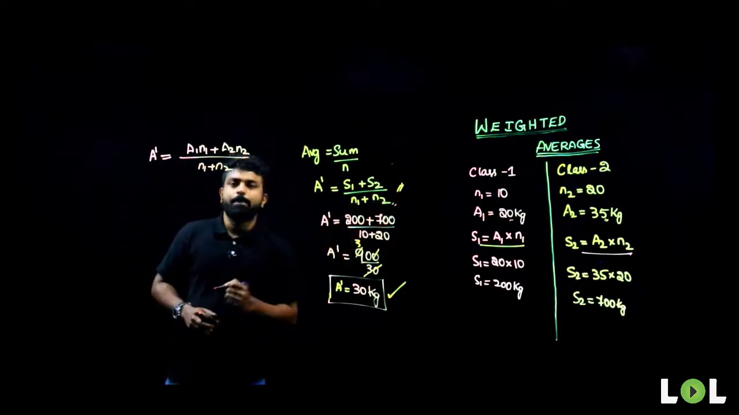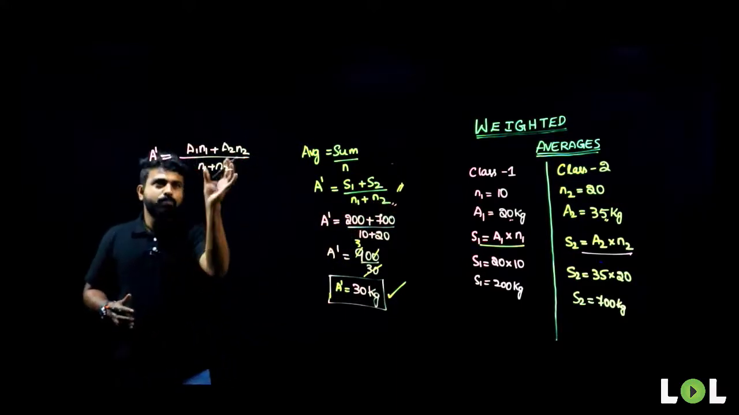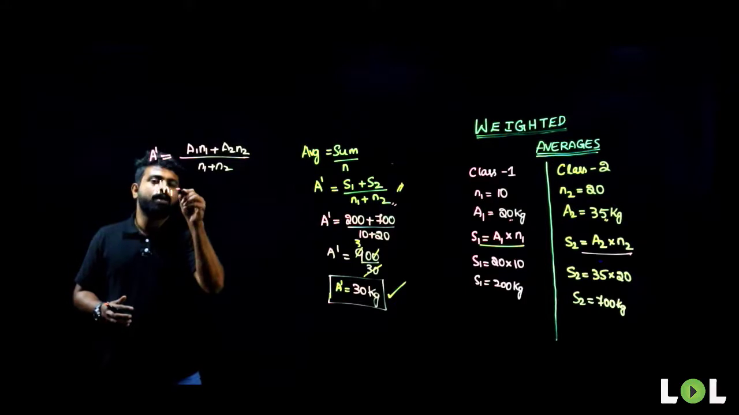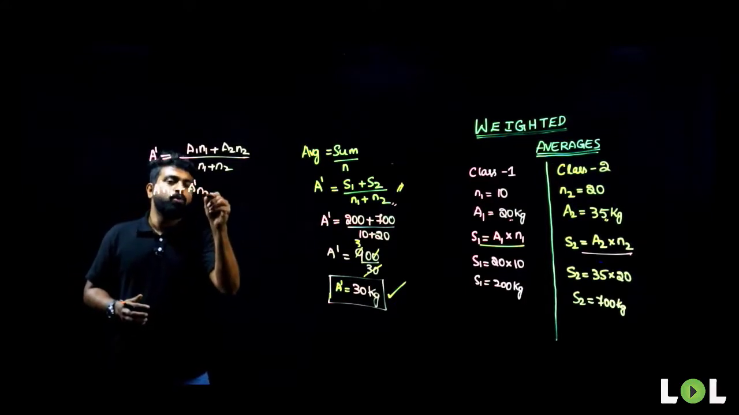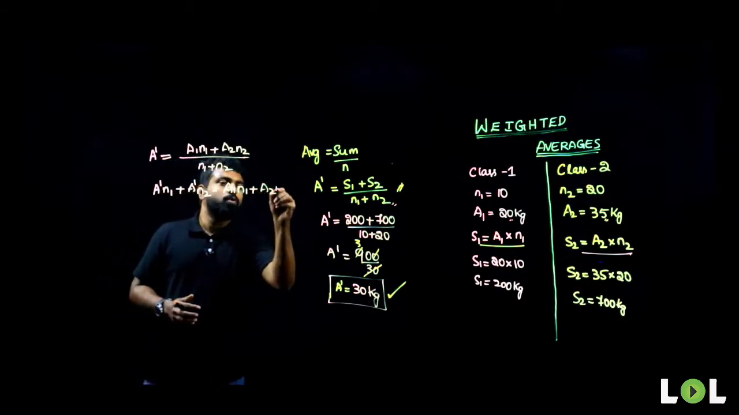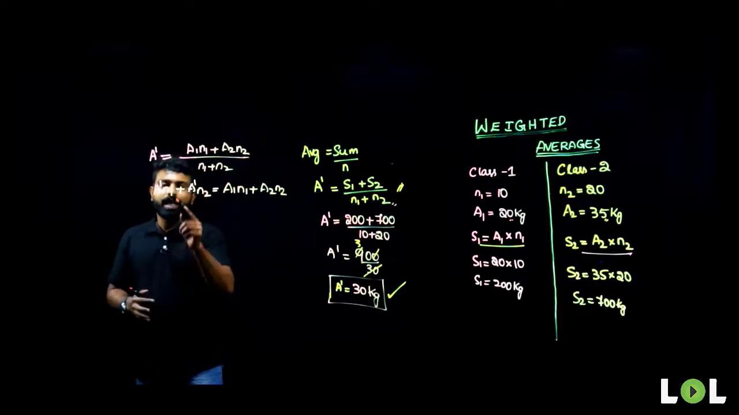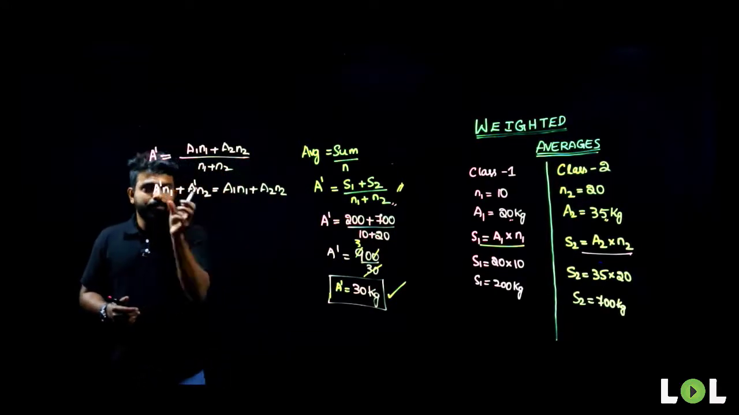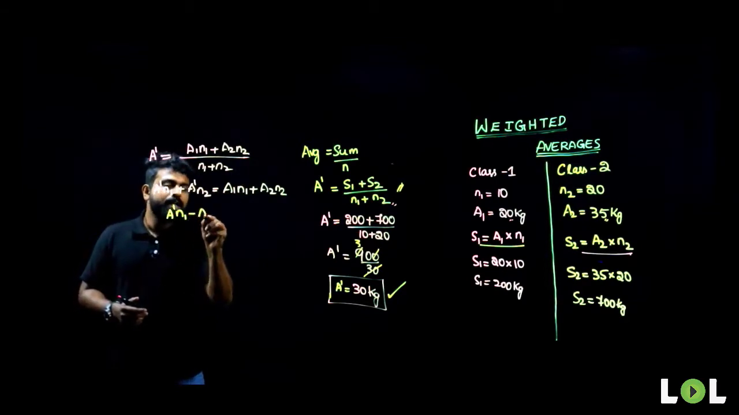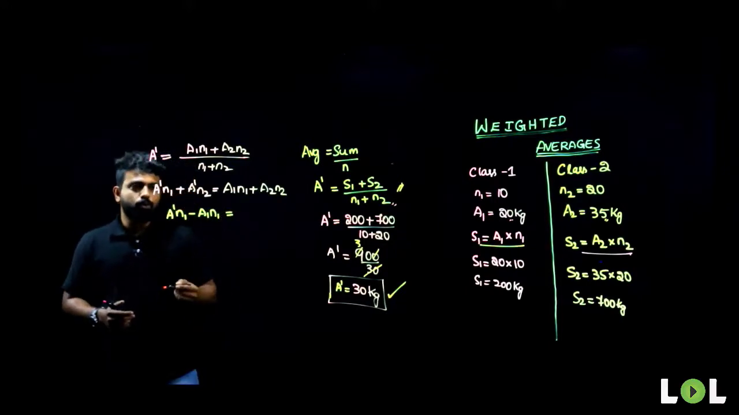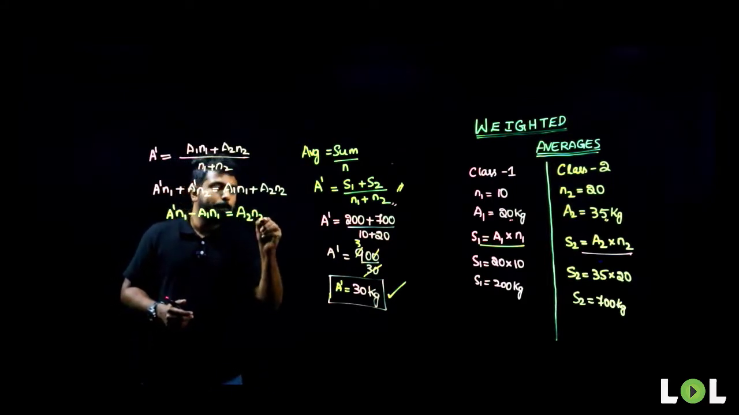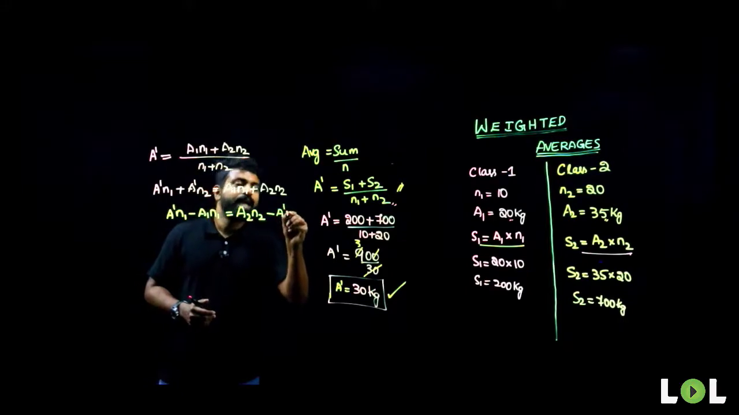This will remain the same. Now what do I do? I cross multiply. I take this N1 plus N2 to the other side. What happens? A dash into N1 plus A dash into N2 will be equal to A1 N1 plus A2 N2. Now I quickly take the common terms, that is N1 is common in both these terms, so I'll take them to one side. So what will I be left out with? A dash into N1 minus A1 N1 will be equal to, if I take the N2 terms to the other side, what will I be left out with? A2 N2 minus A dash N2.